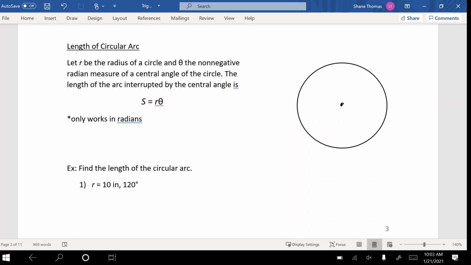All right, so I'm drawing my circle. This would be the intercepted arc. I'm looking at this section right here. Okay, this is my theta. This would be my radius from the center to the edge. And then here would be my arc length, that part that I kind of scribbled on.